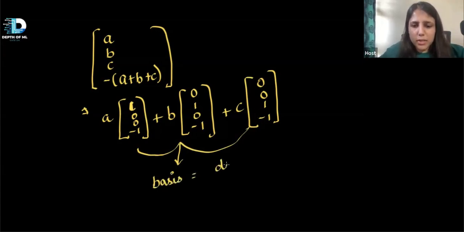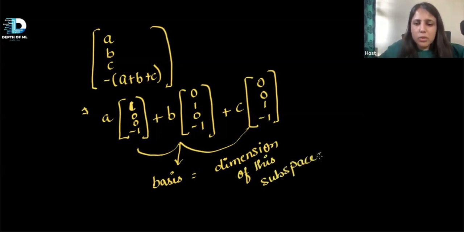Like someone already said on the chat, the dimension of this subspace is equal to 3 because there are 3 linearly independent vectors in the basis of the subspace. Understand? Okay. Fine.